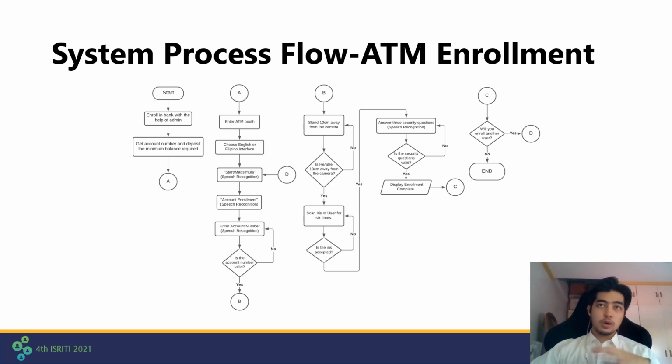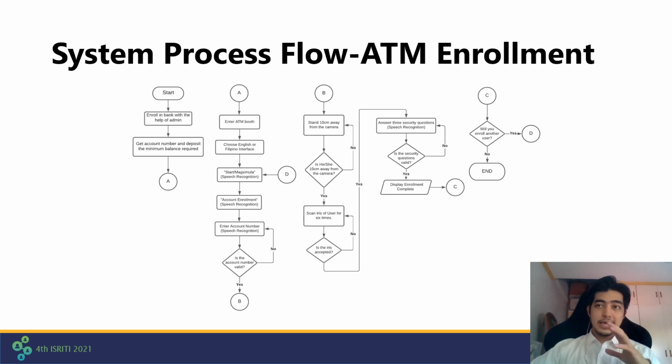Once they've selected account enrollment, they'll proceed to enter their account number through the use of the speech recognition system. If their account number is invalid, they'll have to retry, but if it is valid, they'll proceed to stand 10 centimeters away from the camera to begin scanning their iris. If their iris is not detected, they have to fix their distance or angle positioning so the camera could detect their iris and start scanning.